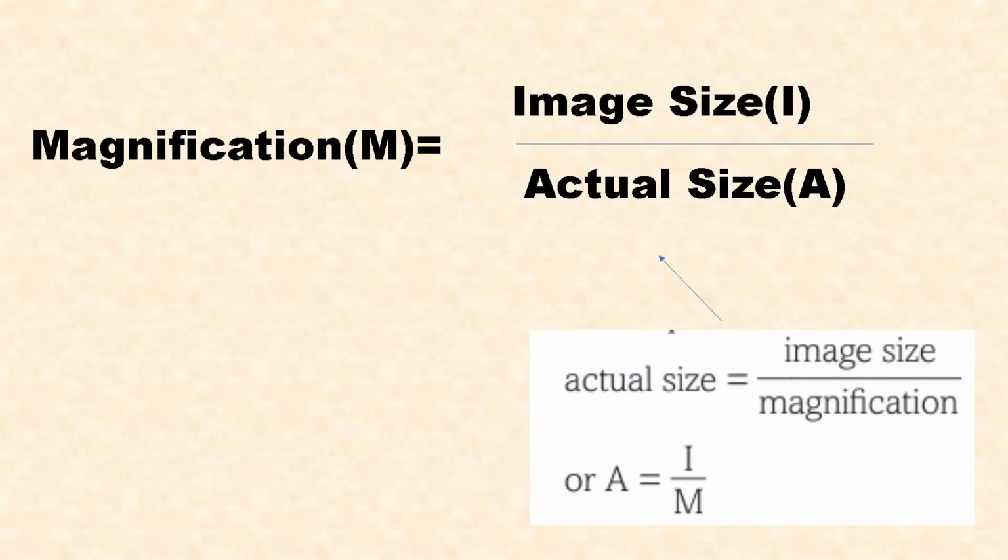To answer these questions, you need to know this equation from your book. Actual size is equal to image size divided by magnification. I've also made it easy to remember another formula. Magnification is equal to image size divided by actual size. In questions, they might ask you to find either the magnification or the actual size. Keep in mind to use the correct equation when you need to calculate one or the other.